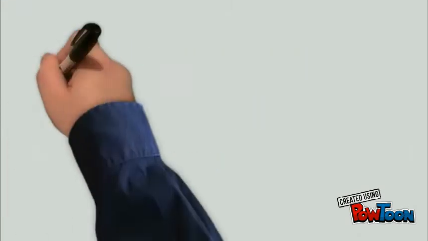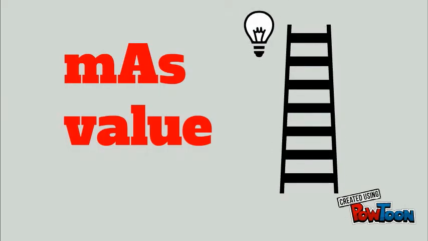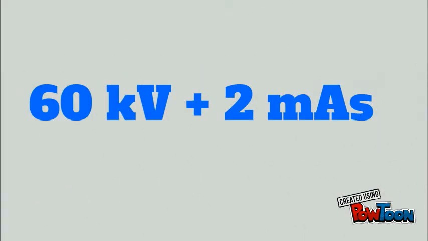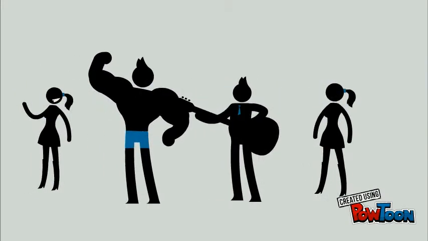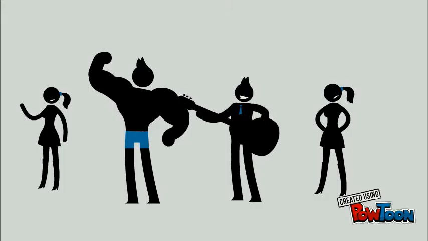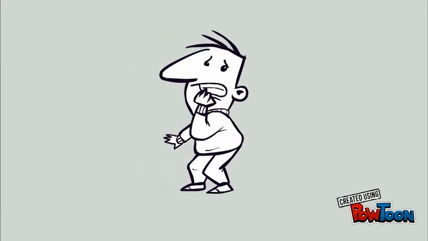Exposures for hand X-rays: kV value determines contrast in the image. mAs value determines image blackening. Average exposure for a hand X-ray is 60 kV and 2 mAs. However, you may need to adjust exposures depending on patient size, for example, pediatric.